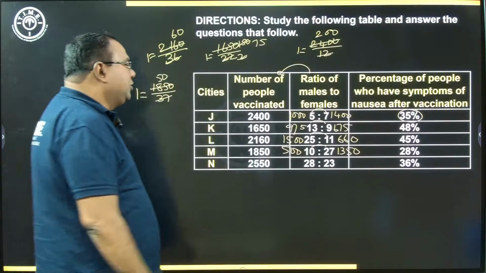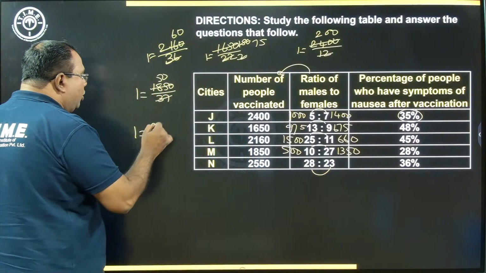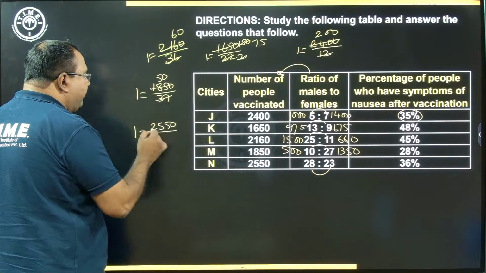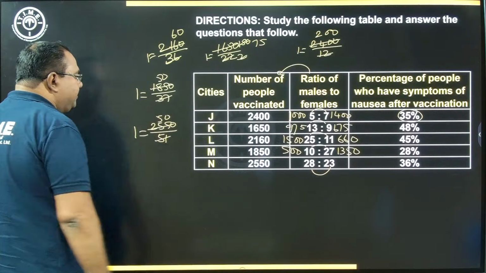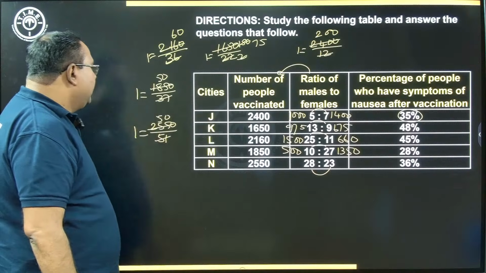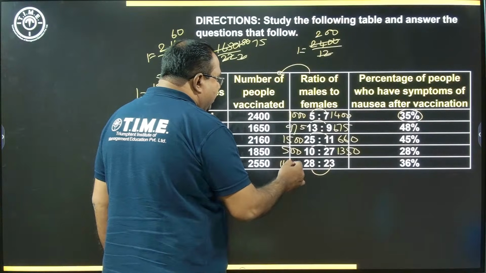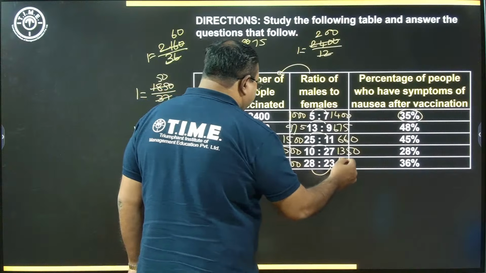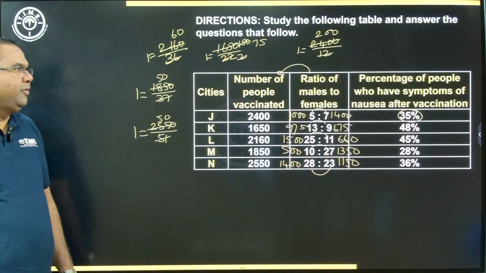Right? 28:23. So total parts 51. Each part will be 2550 by 51. 50 times. So 28 into 50, 1400. 23 into 50, 1150. So I got the number of males and the number of females.